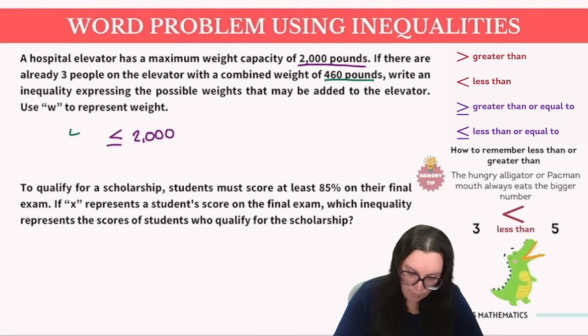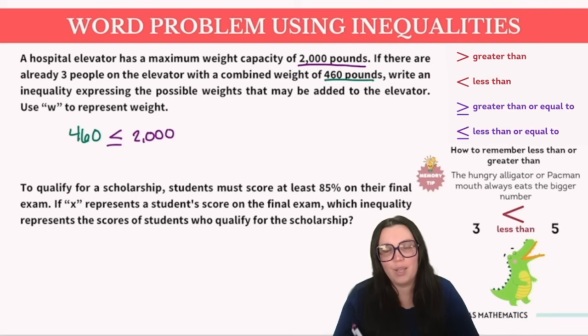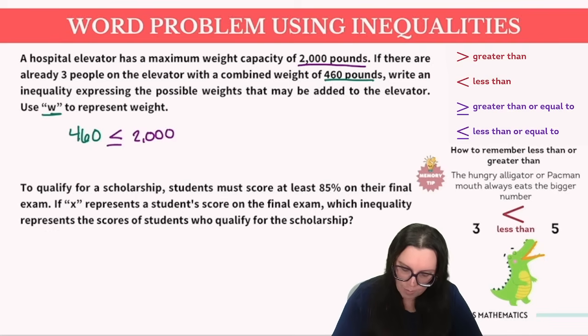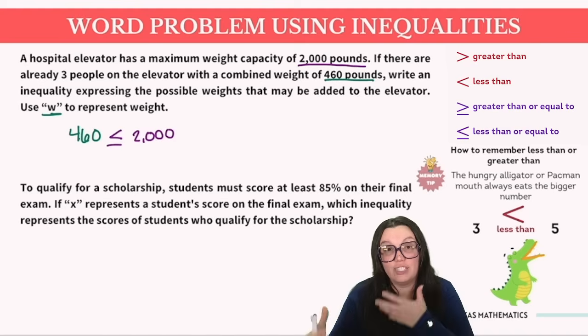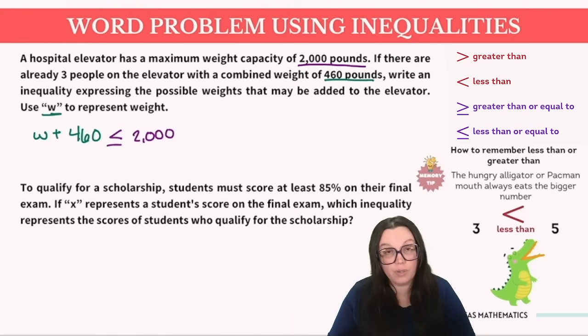So I'm going to add 460 over here to the left side of the equation. And then of course, we have to incorporate W, because W is going to denote what that weight is going to represent for that additional weight to not exceed that 2,000 pounds. So that's going to be W plus 460 is less than or equal to 2,000 pounds.